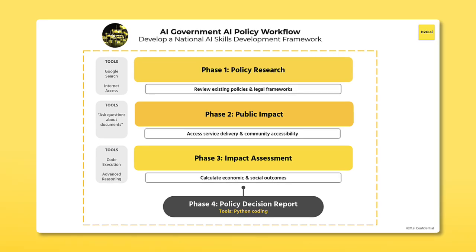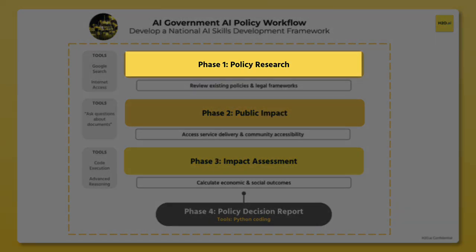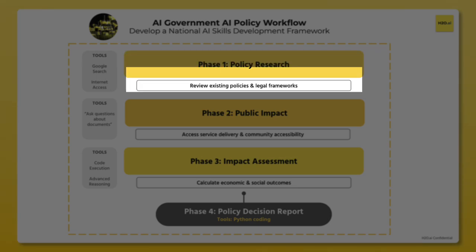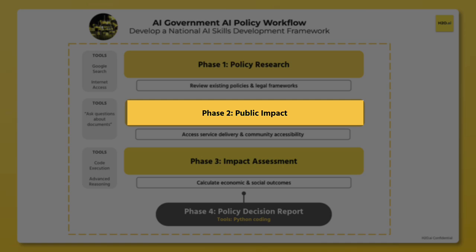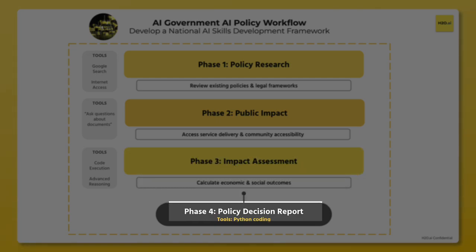In the first phase, we're going to be doing some policy research, which is reviewing existing policies and legal frameworks. The second stage is going to be public impact, so assessing service delivery and making sure that it's accessible to the wider community. The third is an impact assessment, so calculating economic and social outcomes. And finally is going to be the actual policy decision report.